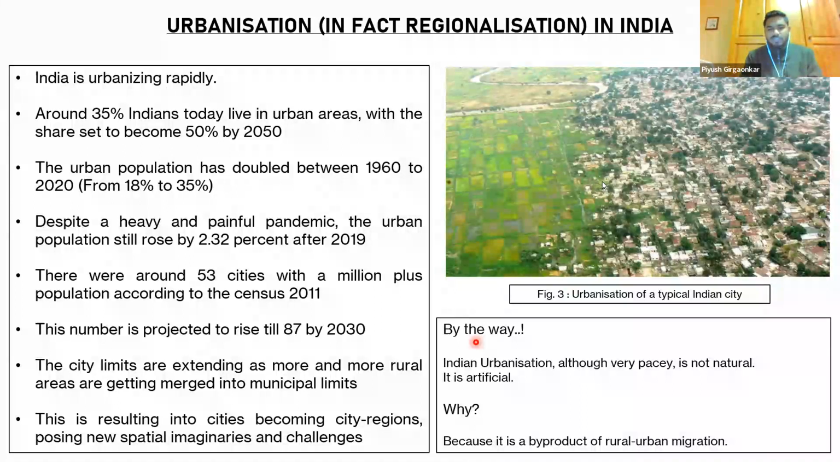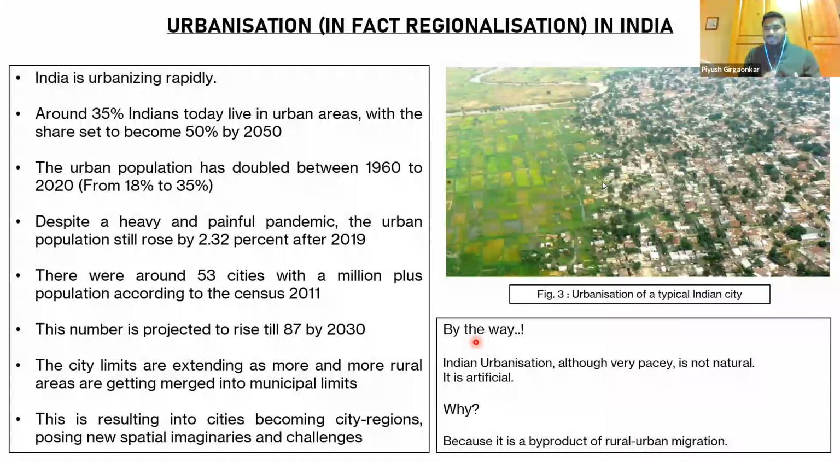Like I had mentioned in the previous slide, factors such as rural to urban migration, population growth, and increase in economic activities have been pushing cities to extend their limits. As you know, more and more rural areas are having to be merged into municipal limits, and that is causing the municipal limits to extend beyond their originally defined or demarcated areas.